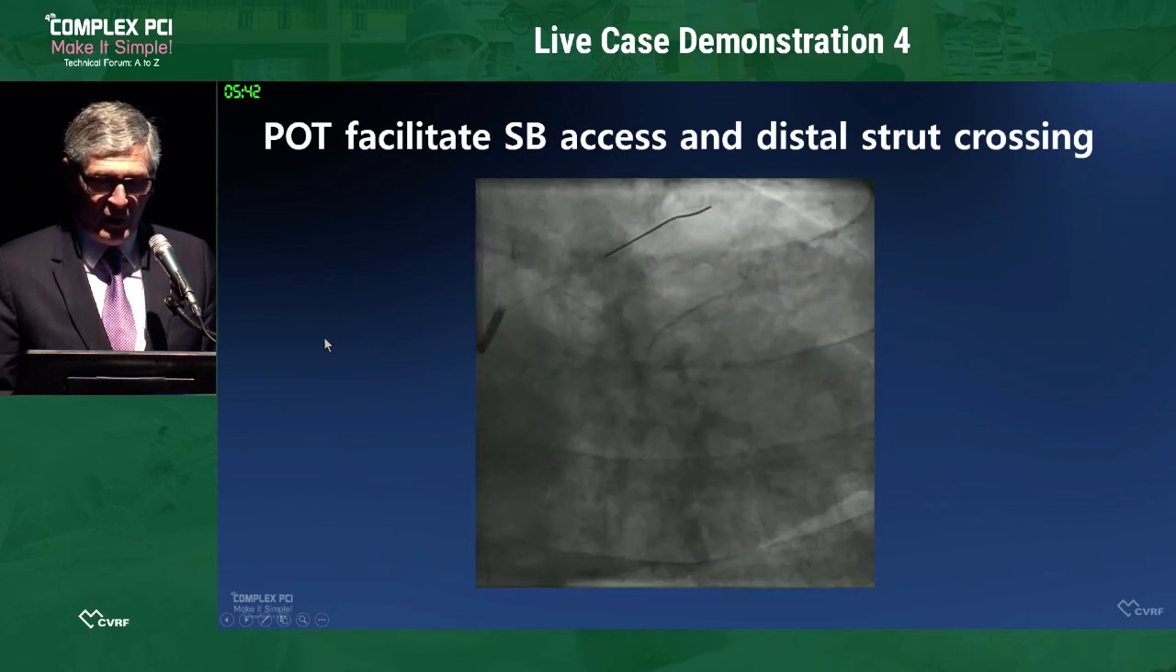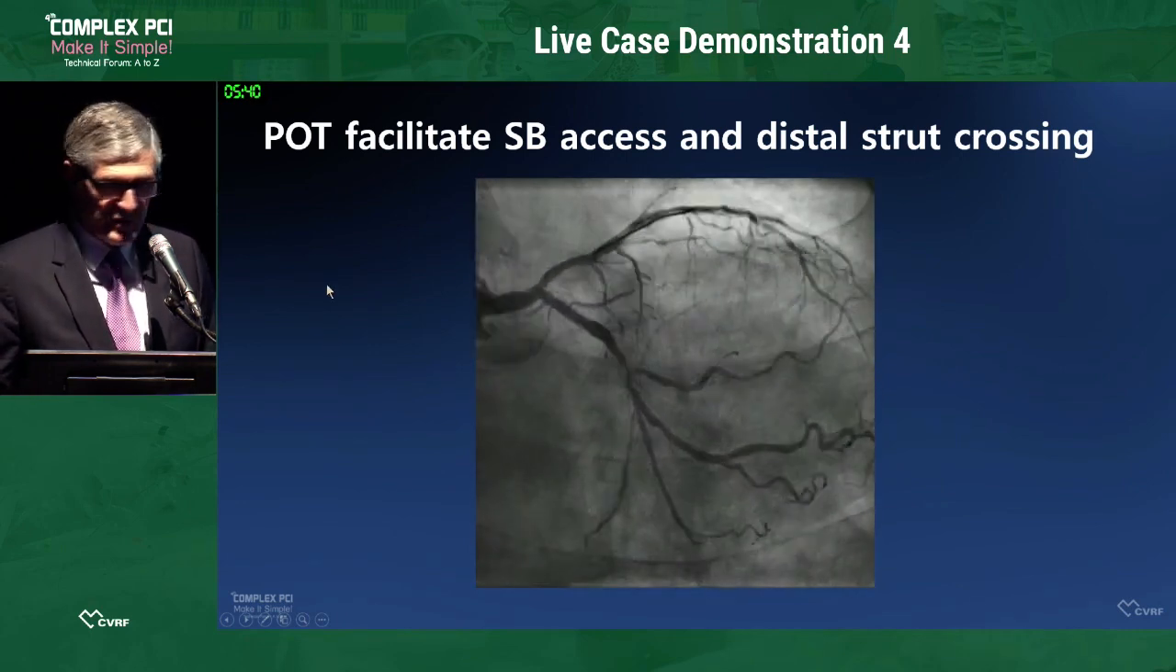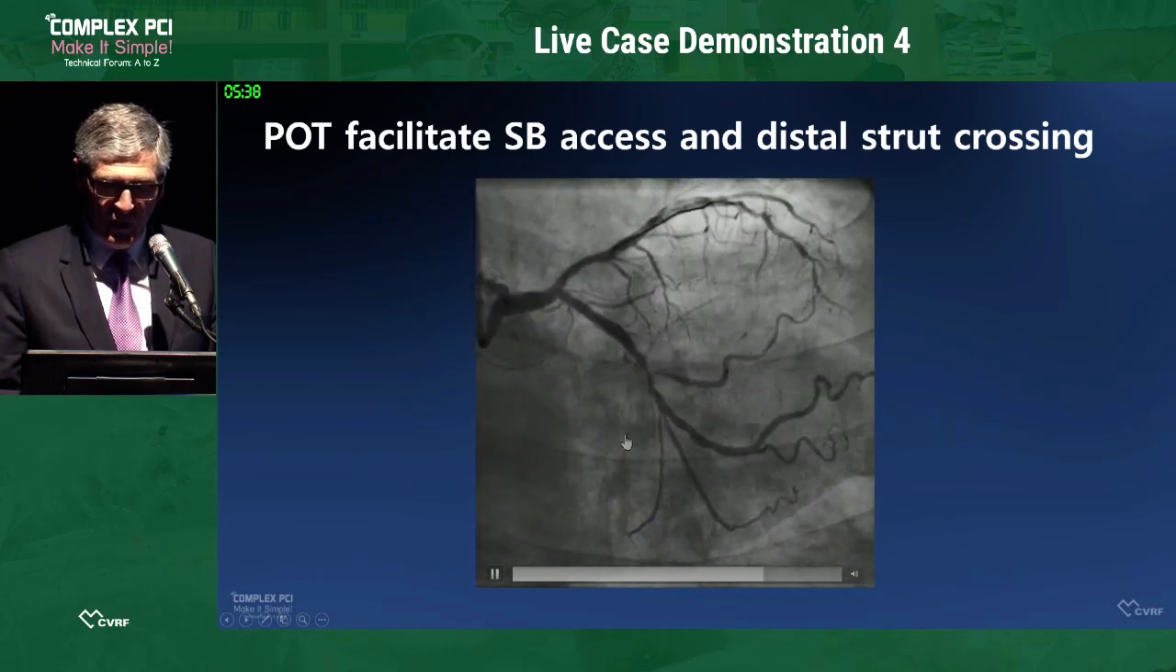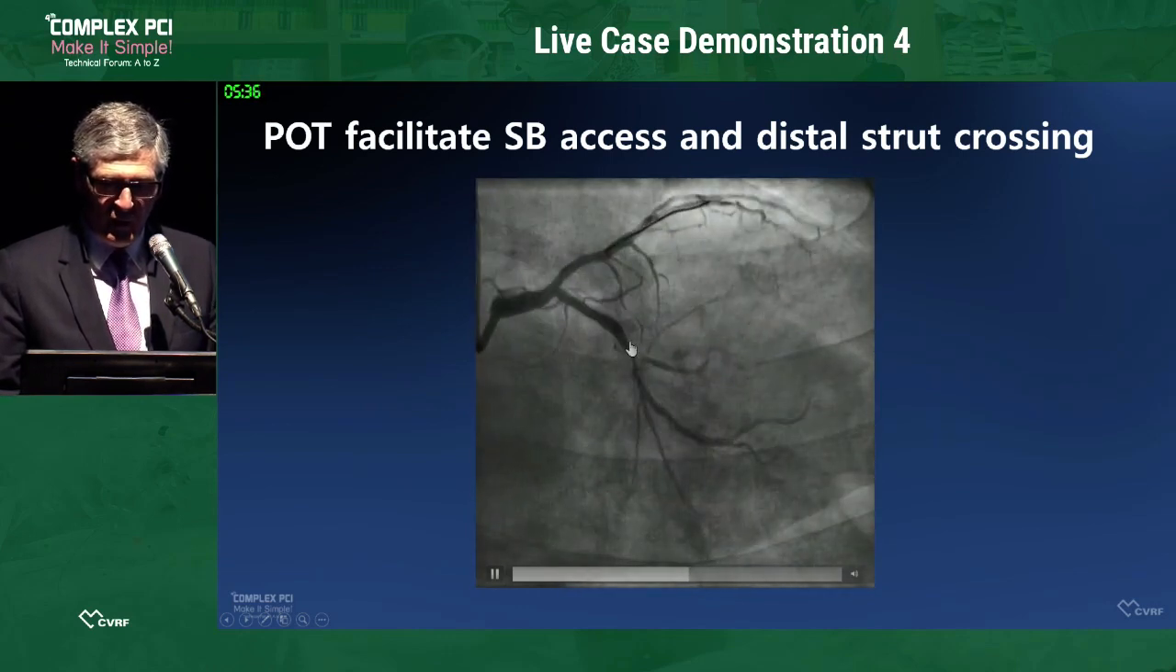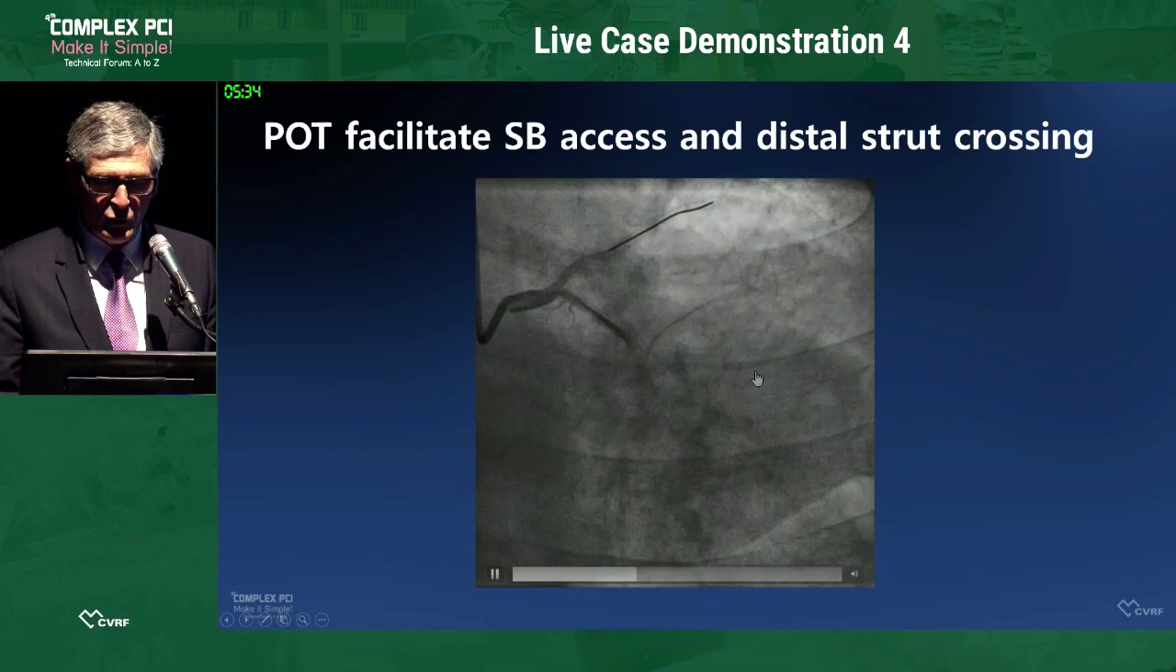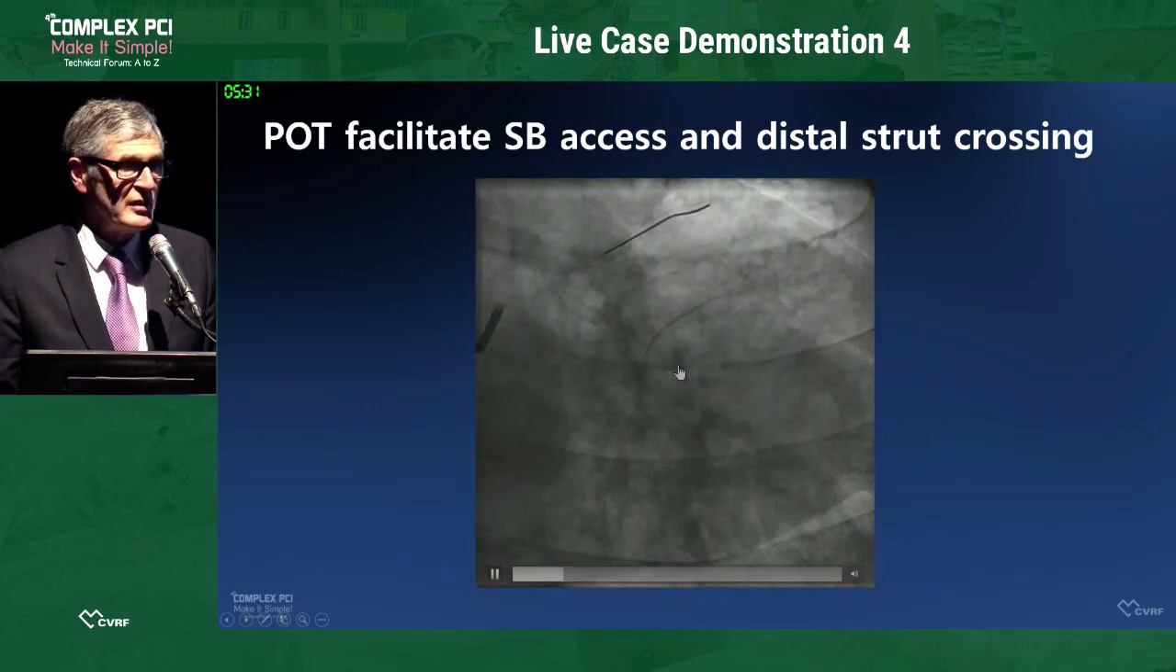Also, POT may give further access to the side branch. So this is a case example. You can see that we have a small side branch, so we don't want to lose it, but it's not necessary to treat it.